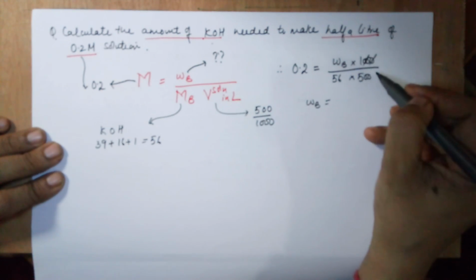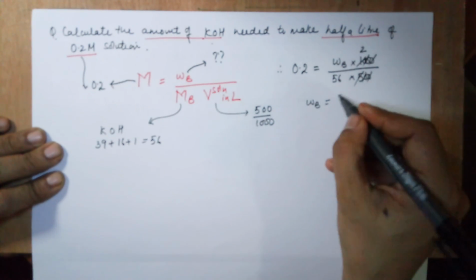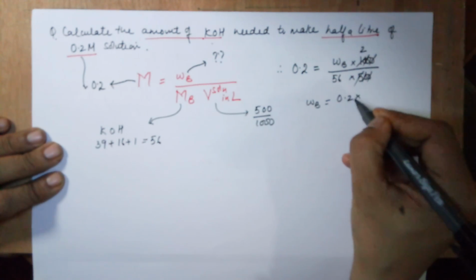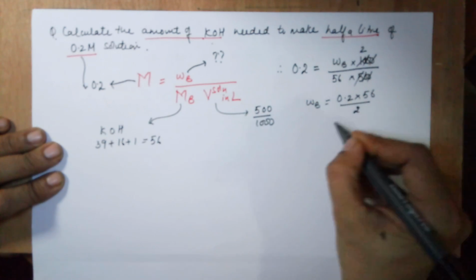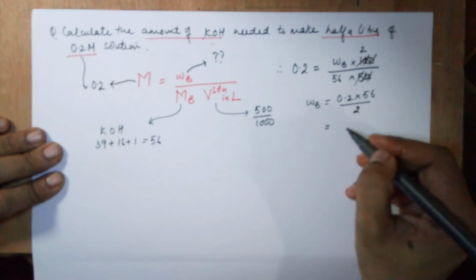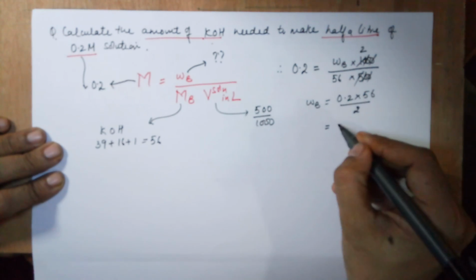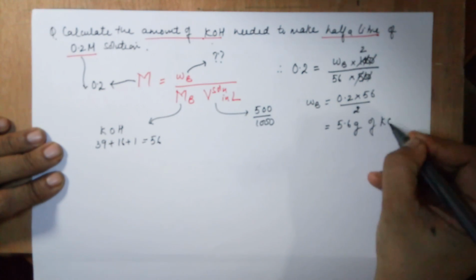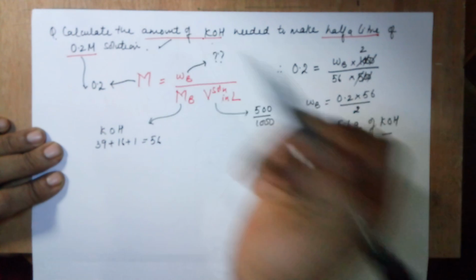Let me remove the zeros and the 5 and the 10. You have your WB is left over. Your WB becomes 0.2 into 56 divided by 2. The value comes out to be. Here you have a cancellation here. This ends up in 5.6 grams of KOH is required in the answer for the question.